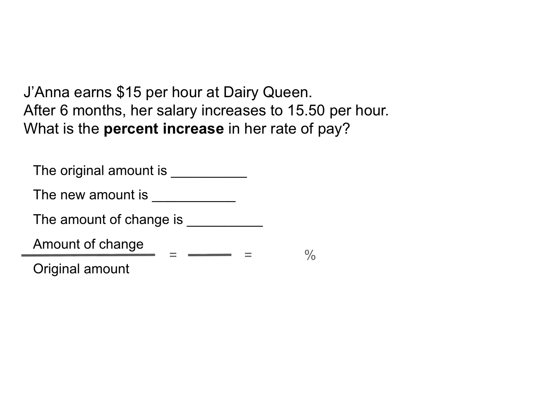So first we want to think, what is our original amount? So at the beginning, she earned $15 an hour. The new amount is $15.50 because it says after 6 months, her salary increases to $15.50 per hour. Then our question is, what is the percent increase in her rate of pay? So first, I need to know what was the amount of change, or how much did it increase? So 0.5 or 50 cents. We are going to divide the amount of change by the original amount.